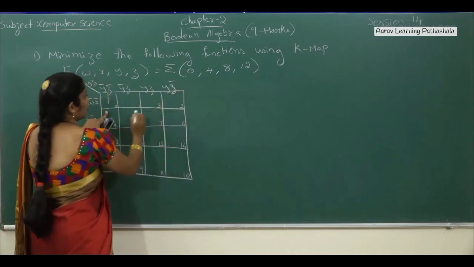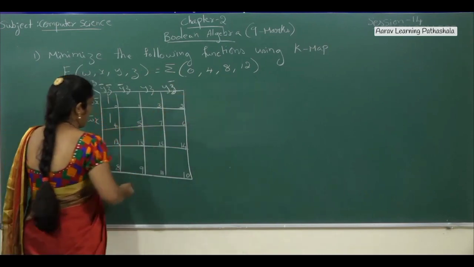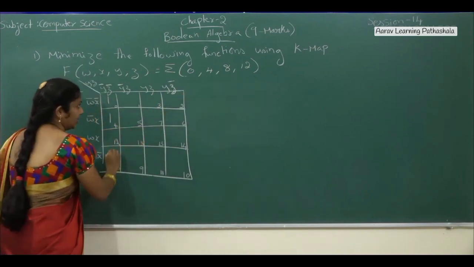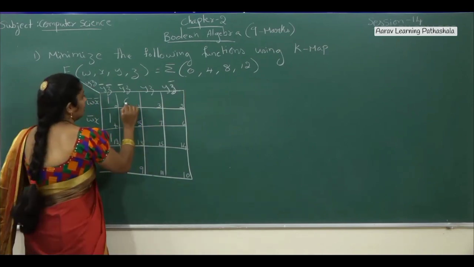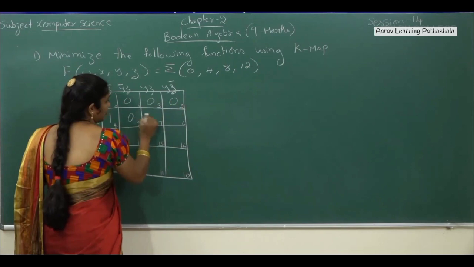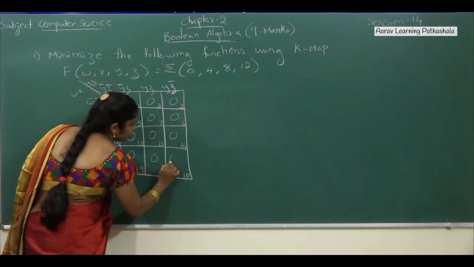Next, in the place of 4, see where is the cell 4 here? 1. Next we have 8. Where is 8? Here. Then next we have 12. Then for the remaining cells write down 0.